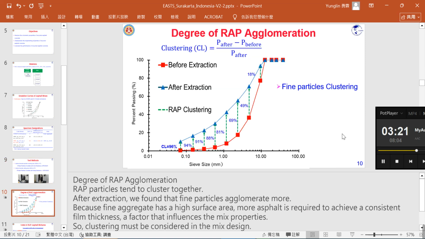Degree of RAP agglomeration. RAP particles tend to cluster together. After extraction, we found that fine particles agglomerate more. Because fine aggregate has a high surface area, more asphalt is required to achieve a consistent film thickness, a factor that influences the mix properties. So, clustering must be considered in the mix design.